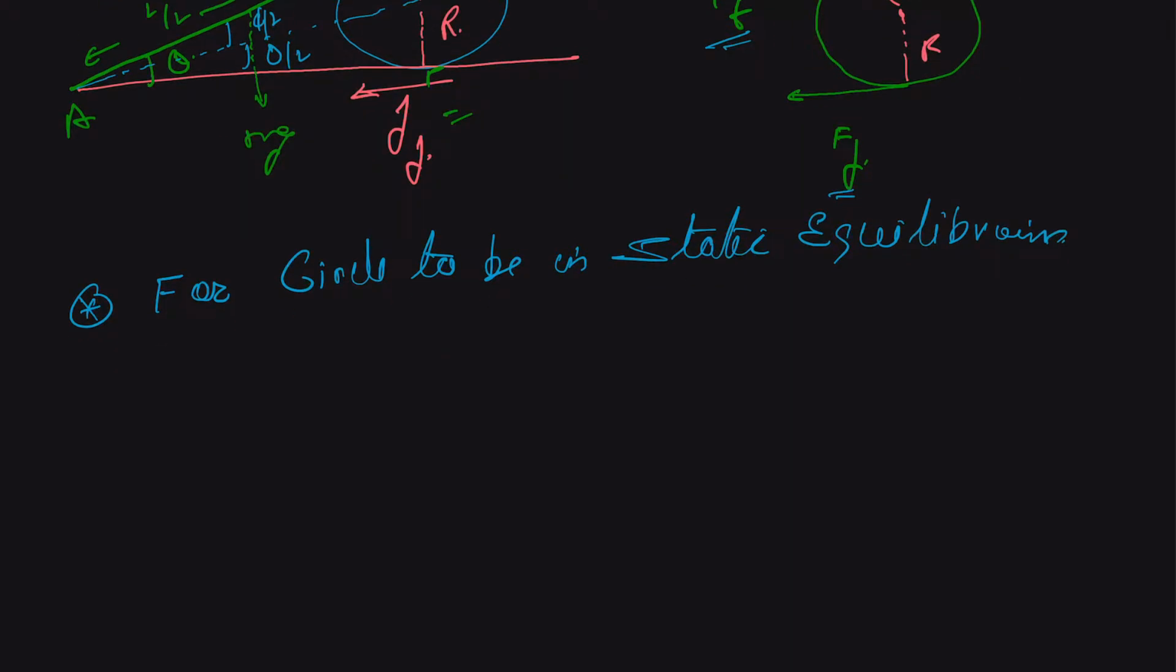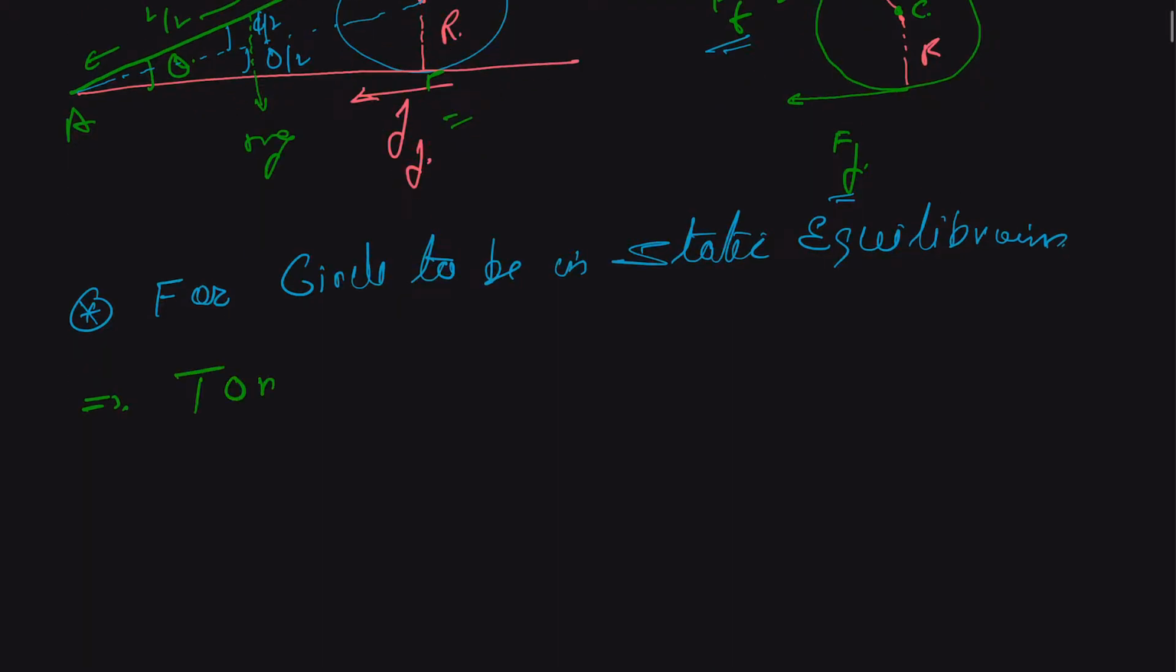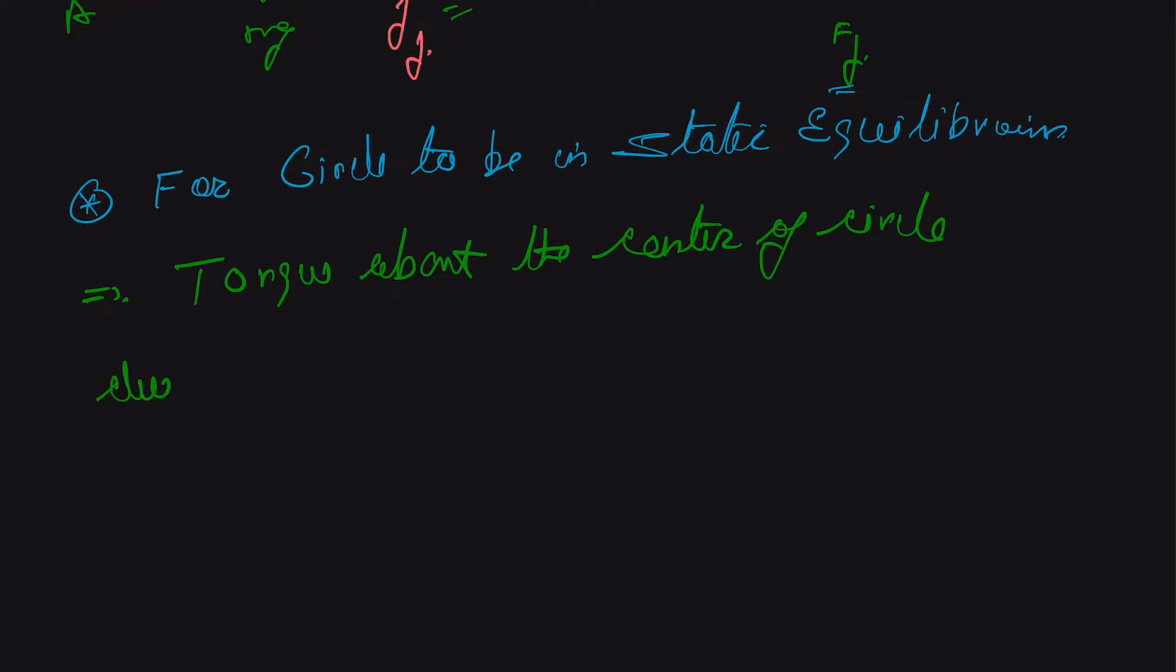Therefore, we can say that the torque about the center of the circle, let us call this C, due to our tangential friction and the friction between the circle and the ground must be equal.